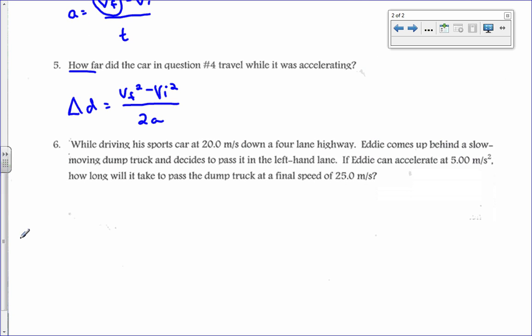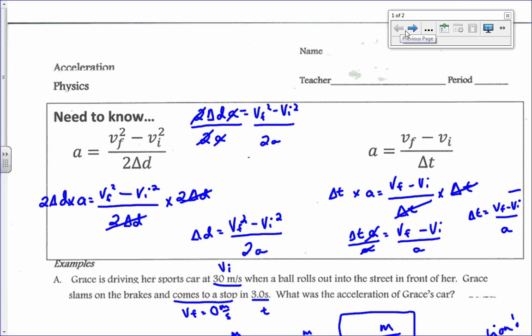Number 6, while driving his sports car at 20 meters per second down a 4-lane highway, Eddie comes up behind a slow-moving dump truck and decides to pass it in the left-hand lane. Alright, so here's our initial velocity. If Eddie can accelerate at 5 meters per second squared, there's our acceleration, how long will it take to pass the dump truck at a final speed of 25 meters per second? Here's our final velocity. So on this one, we use the time formula. So it's going to be change in time is equal to final velocity minus initial velocity over acceleration.